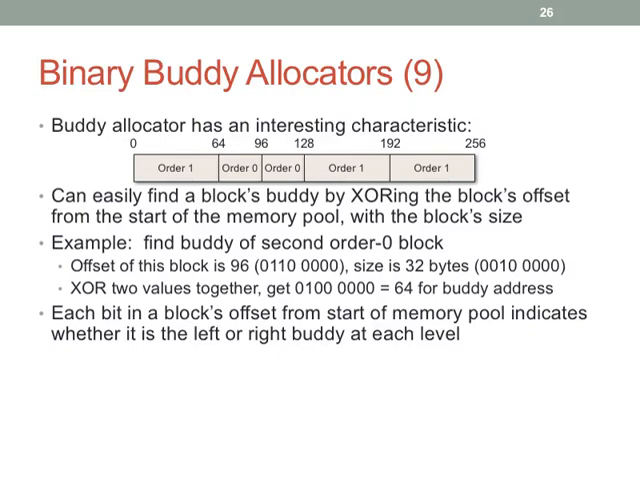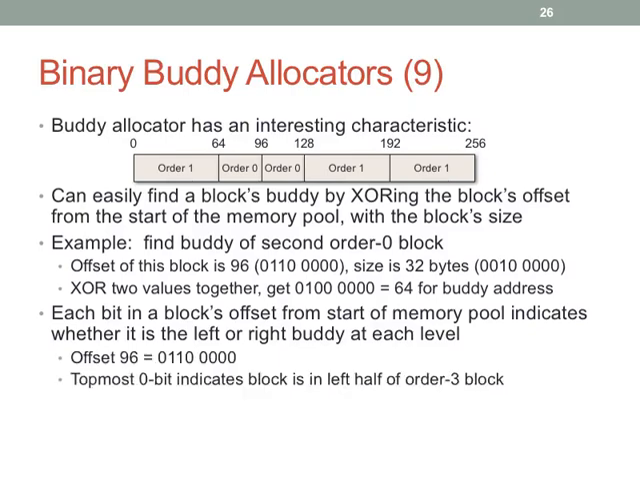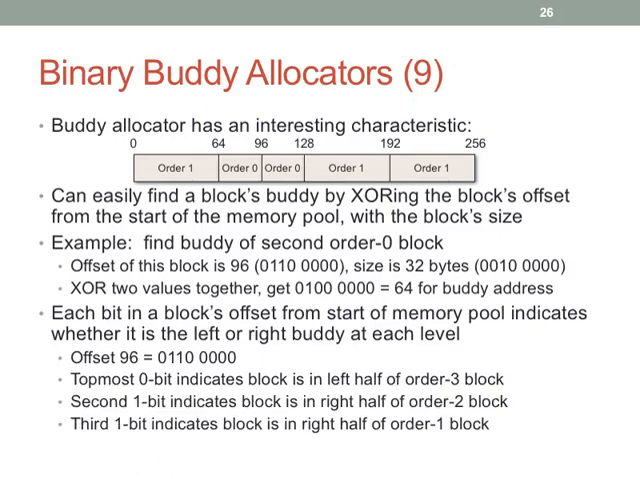Again, basing this from a 0 starting point. So offset 96, topmost 0, says I'm in the left half of the order 3 block. Second 1 bit says I'm in the right half of the order 2 block. Third 1 bit is in the right half of the order 1 block. Left, right, right. Pretty cool. I love that part. It's kind of neat.